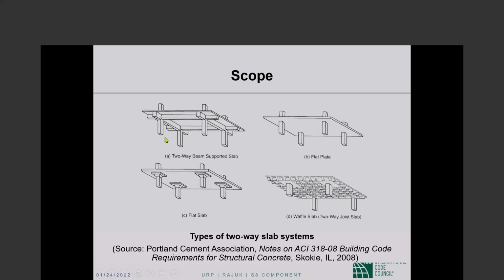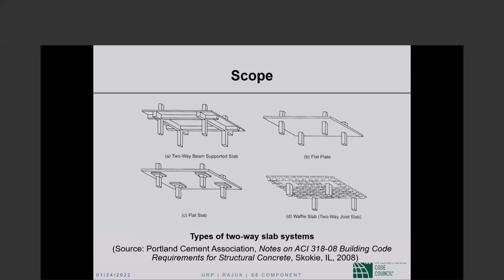So this beam-supported slab can be a one-way slab when the long dimension to short dimension ratio of the slab panel is 2 or more. And as the ratio approaches 1, then bending in both directions are equally important. And so below 2, we consider it to be a two-way slab. In other words, the loading on the slab is resisted by bending of the slab in both directions.